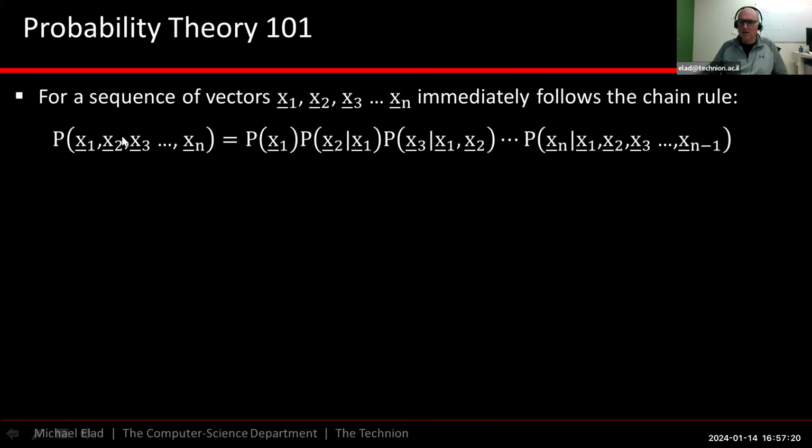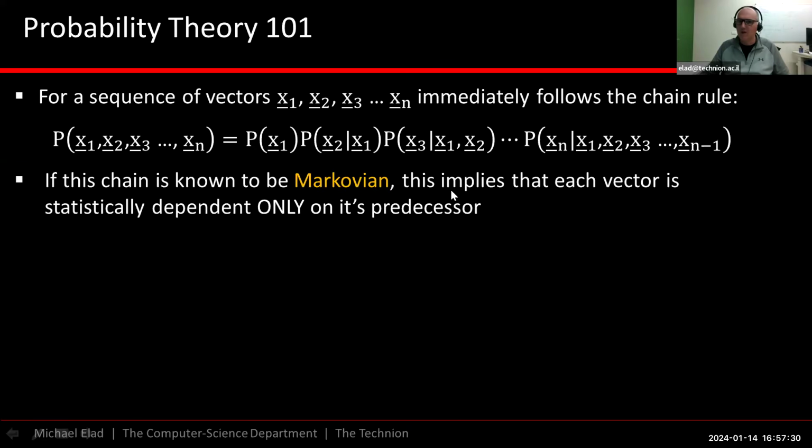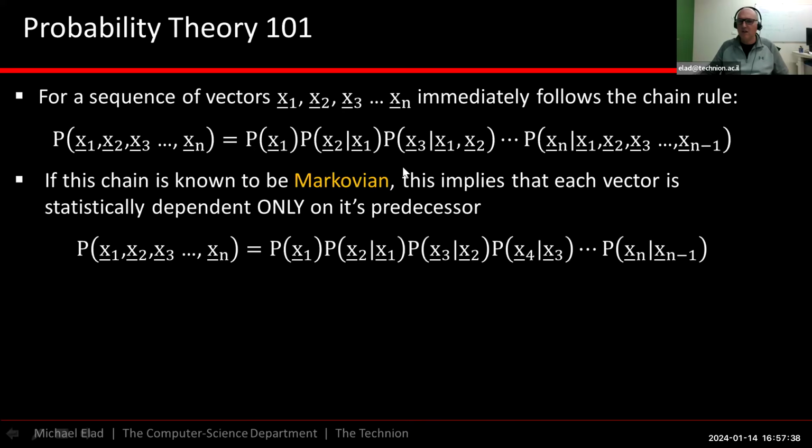So nothing is lost here. This is always true. But of course, this is really cumbersome because the later pieces here have very complex conditioning. If you are lucky and you are looking at a Markovian chain, this conditioning becomes much simpler. It looks like this. Instead of P of x3 given x1 and x2, you need only x2. Why? Because knowing x2 in Markovian means that I don't need to know x1. All I need to know is the previous vector.